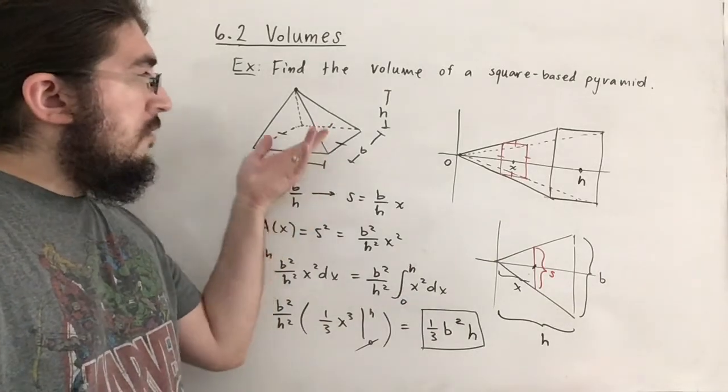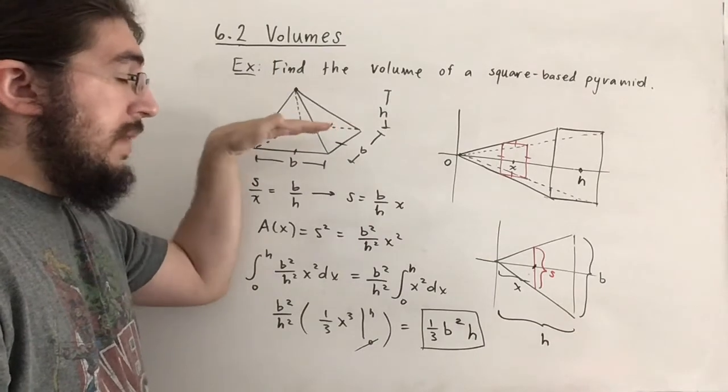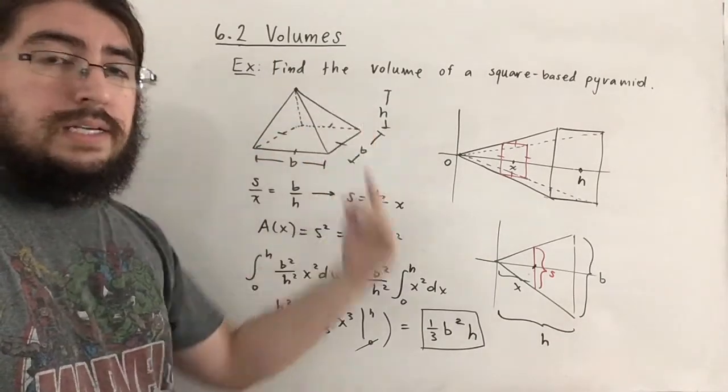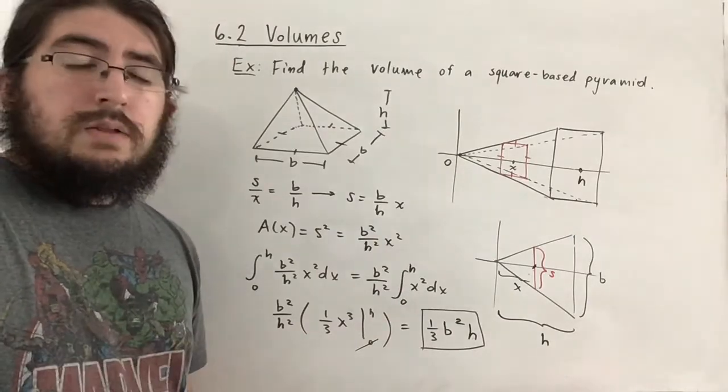Because the volume for a square-based prism, remember, is the area of the base, which in this case is b squared, times h. So here we have 1/3 of that because it's a pyramid. Awesome. So now let's take a look at a few more.